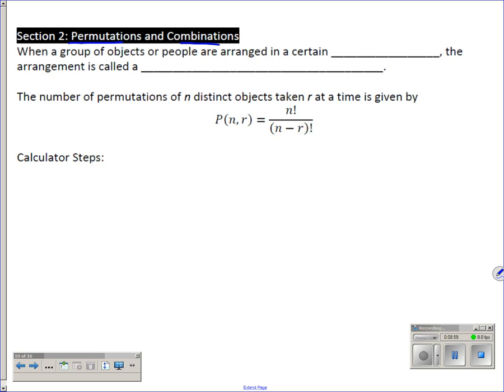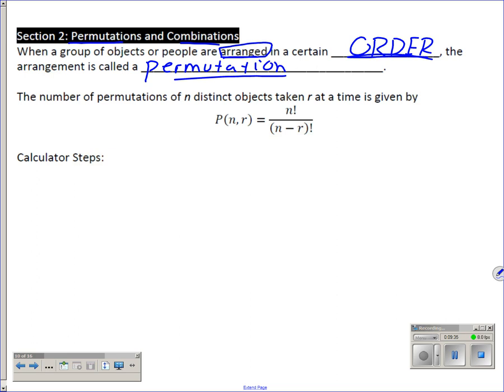Those 2 words are very similar to each other, with just one distinct difference. When we group objects where they are arranged in a certain order, there's your key word: in an order, a certain order. We're putting them in a specific arrangement. That's usually the key word you'll see in your word problems: arrangement. Then the arrangement is called a permutation.